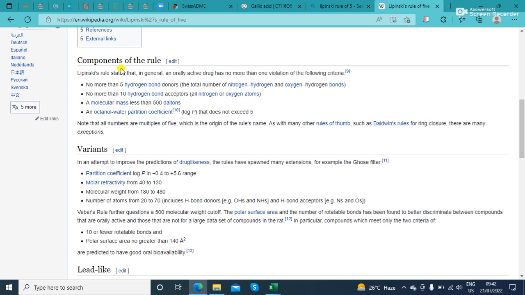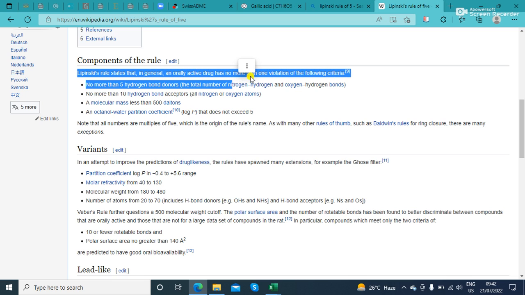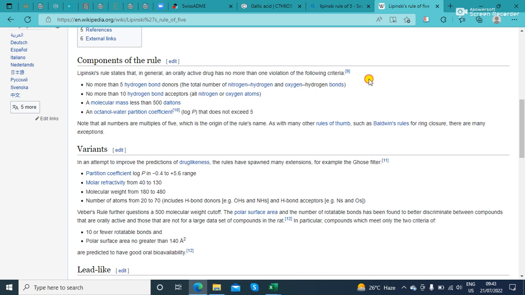Lipinski's rule states that in general, an orally active drug has no more than one violation of the following criteria. So there are essentially four criteria that the Lipinski's rule is stating, and at the end, your metabolite, your molecule, should not violate more than one of the rules. And from there, you can say that your compound is likely to be a drug.